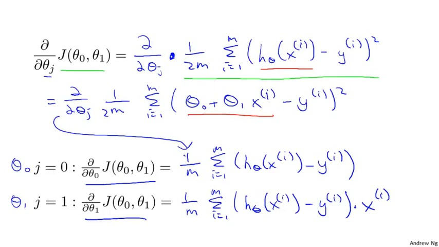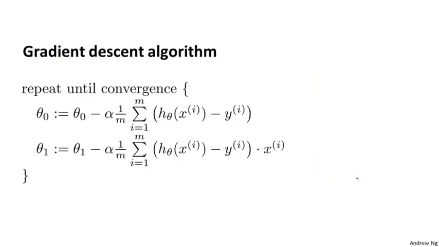But so armed with these definitions, or armed with what we worked out to be the derivatives, which is really just the slope of the cost function J, we can now plug them back into our gradient descent algorithm. So here's gradient descent for linear regression. We're just going to repeat until convergence. Theta 0 and theta 1 get updated as this thing minus alpha times the derivative term. So this term here.